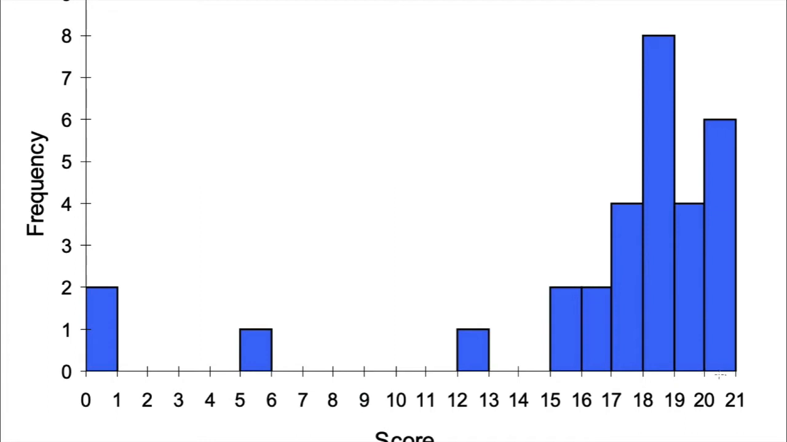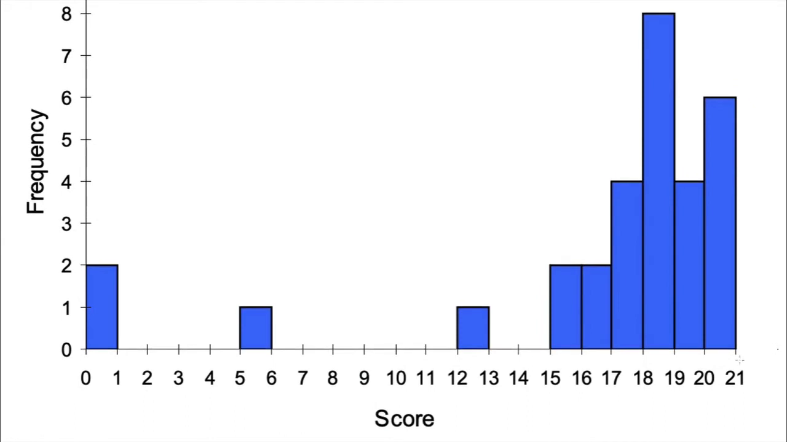But our categories here are numbers. They are ordered, and they do, in a sense, touch each other. And so a histogram is really just a bar graph where the bars are touching, but the categories are actually numbers.